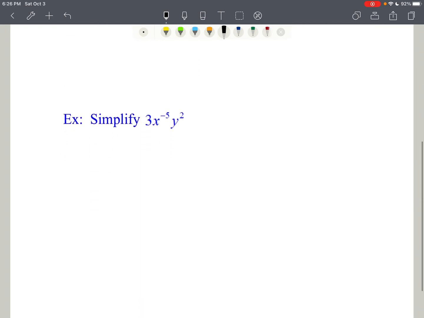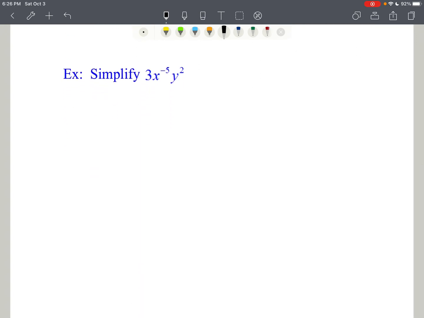Okay, let's simplify some with some variables. 3x to the negative 5 times y squared. The first thing I do is I highlight all of my factors. So I have a constant coefficient, I have a variable factor with a base of x, and a variable factor with a base of y. So my base is 3, and that's 3 to the first power. My base is x raised to the negative 5 power, and my base is y raised to the second power.